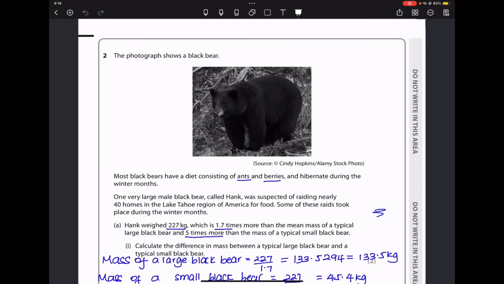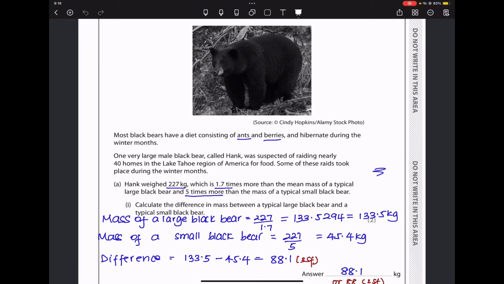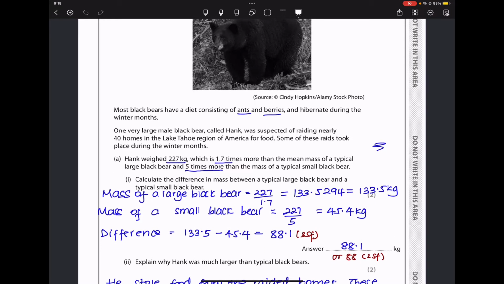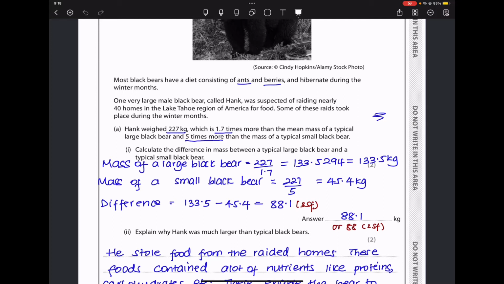In question 2, the photograph shows a black bear. They say most black bears have a diet consisting of ants and berries and hibernate during the winter months. One very large male black bear called Hank was suspected of raiding nearly 40 homes in the Lake Tahoe region of America for food. Some of these raids took place during the winter months. Hank weighed 227 kilograms, which is 1.7 times more than the mean mass of a typical large black bear and 5 times more than the mass of a typical small black bear.